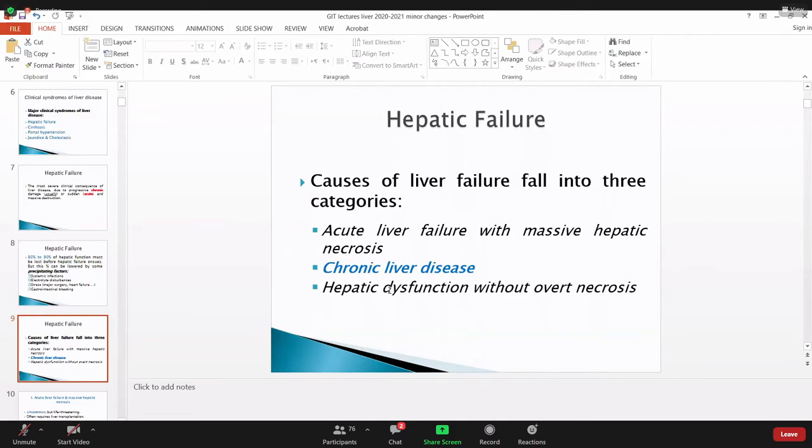Causes of liver failure, as we said, fall into three categories. First, acute liver disease causing massive hepatic destruction, meaning necrosis of the hepatocytes due to an acute insult, which we will discuss in detail. Chronic liver disease, as we said, progresses with time. Or the third one, which is hepatic dysfunction without overt necrosis. We will see these conditions now. The hepatocytes are normal in appearance but they cannot function.